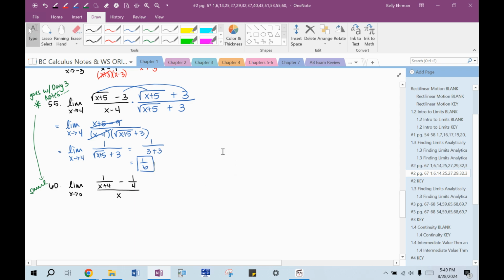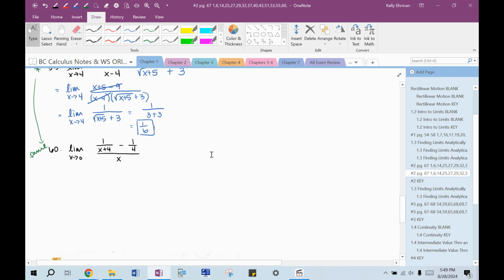All right. A similar idea for number 60. If I plug in 0 right now, I get 1/4 minus 1/4 over 0. 0 divided by 0 is called an indeterminate form. It means we've got to work on this more to see what the real limit is. And we simplified complex fractions like these in pre-calc. So remember, there were 2 ways to do it.